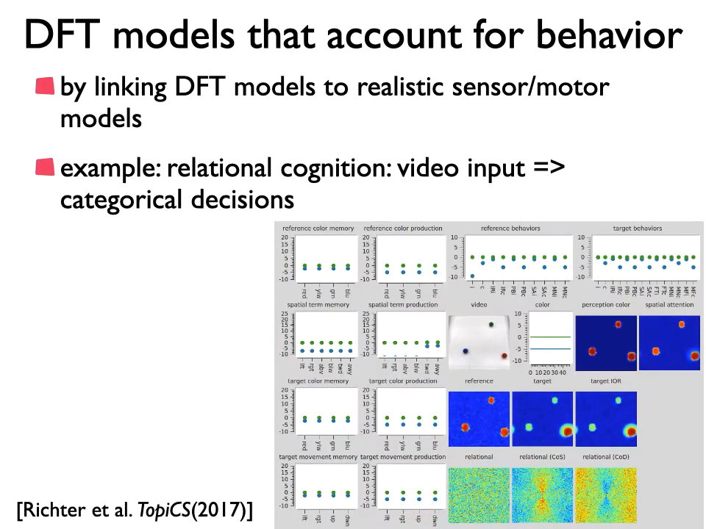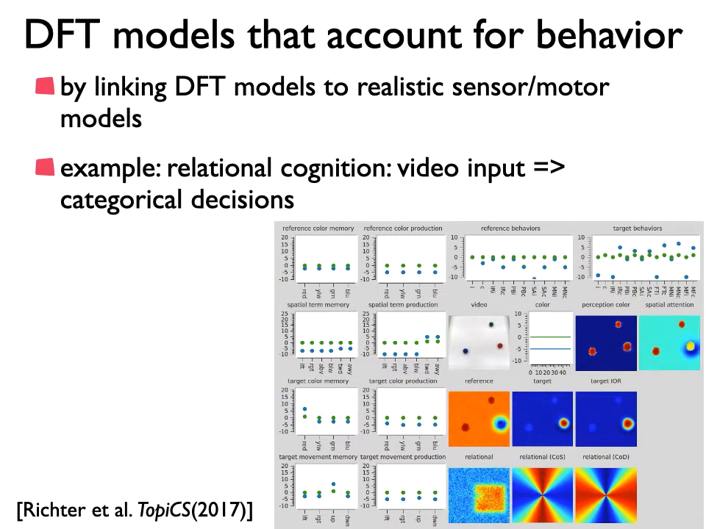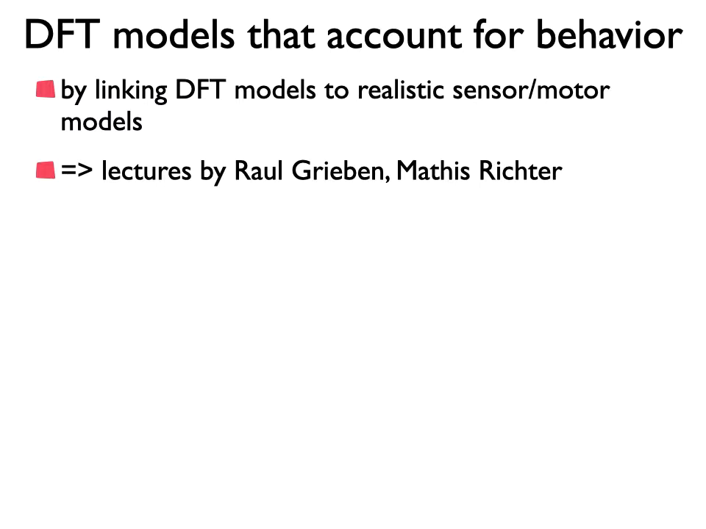This can be expanded by having models that also account for behavior, but that link the models to more realistic sensor or motor systems. Here's an example in which you see a little video playing, and this complex model that deals with relational cognition is driven by that video, extracting features from that video, color features, and then generates a response that in this case is a categorical response, some neurons going on and others going off. So it still accounts for the decisions, the behaviors in this task, but it takes real sensory inputs. You will actually be seeing models like that later in the course.